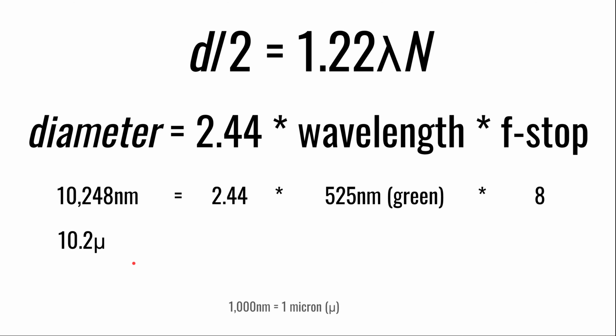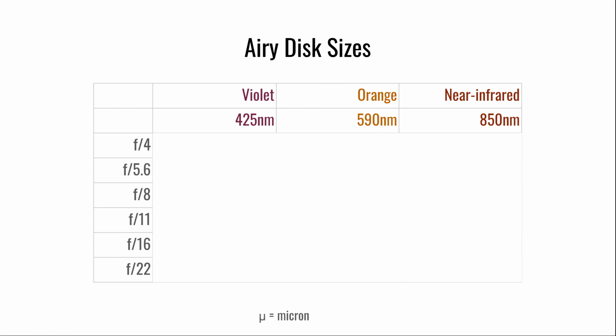A micron is 1,000 nanometers, so if you divide this number by 1,000, you end up with 10.2 microns. So now we can compare this to pixel sizes. If you looked up the pixel size of your camera, you could actually compare that to this value. So what I want to do now is compare various Airy disk sizes based on a couple dimensions: a number of wavelengths and a number of f-stops, so we can see what the results are.